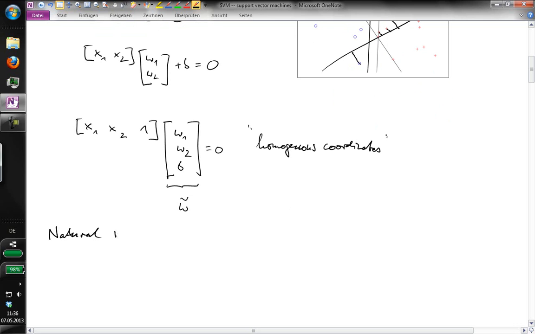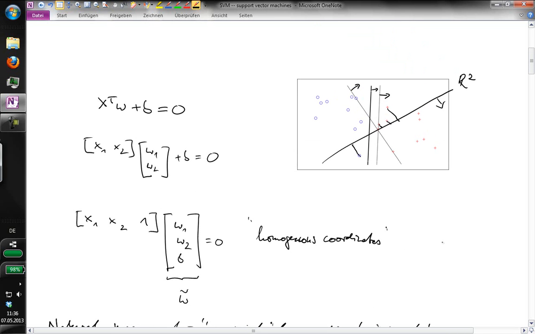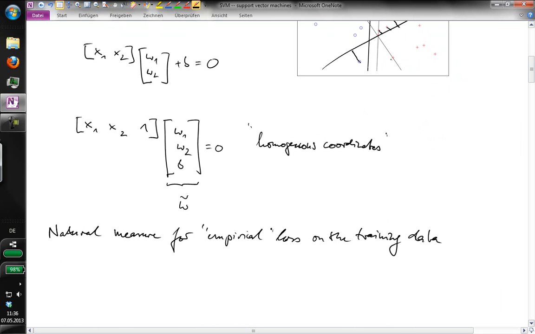So we want some measure for loss. That is the loss on the training data. So I want a function that tells me that this one here is bad and that these others here are good. Okay? Now, I want to argue that a natural measure is the so-called misclassification error.